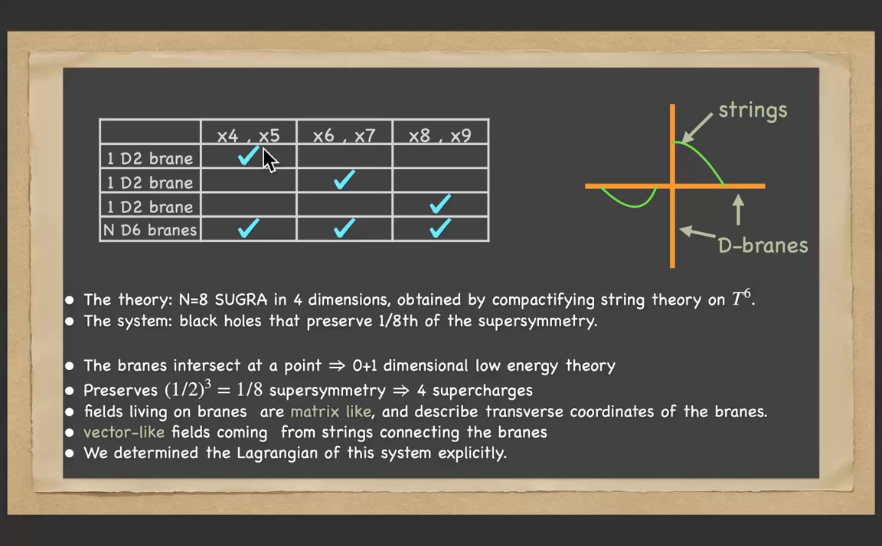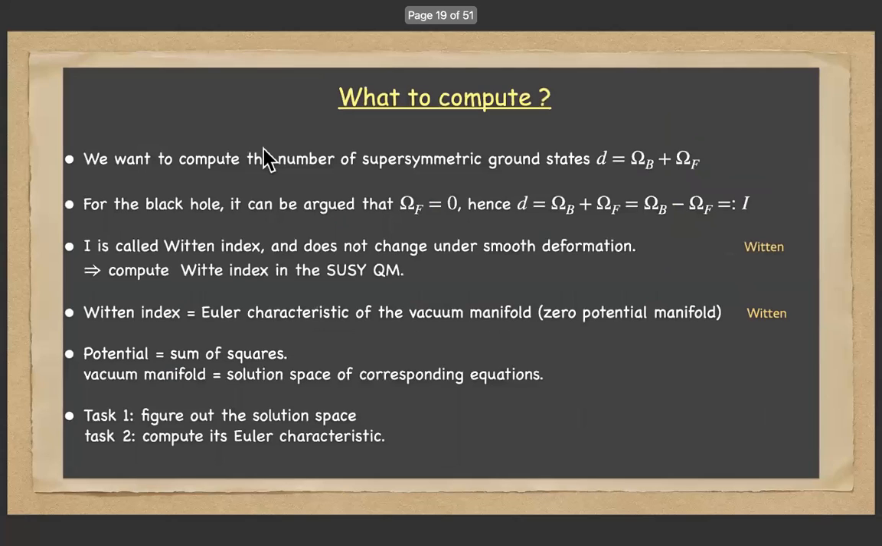Anyway, so the final task is then to compute the Witten index. Sorry, a name is missing here. The Witten index in the supersymmetric quantum mechanics. Now, we further know that this index is the same as the Euler characteristic of the vacuum manifold. That is the manifold in which the potential vanishes. The potential in a supersymmetric theory is typically a sum of squares. You have these F terms and D terms. So the vacuum manifold is simply the solution space of the corresponding equations. Just set those D terms and F terms to 0. So it's a pretty algebraic description.